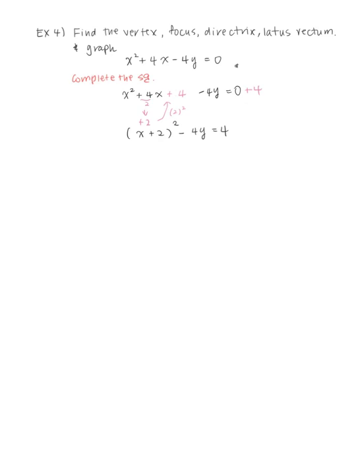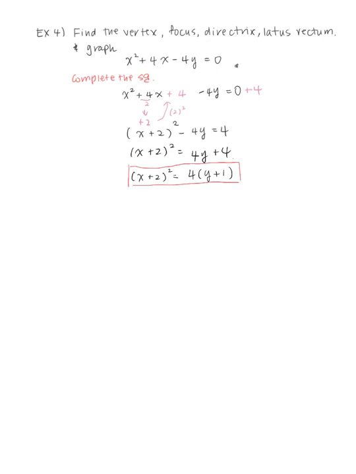To make it look like one of the formulas on our conic sheet, let's bring the minus 4y to the right hand side by adding it. Almost there, but we need to factor out the 4. Okay, so this is our equation in standard form. Now from here we should be able to find the vertex, focus, and so forth.